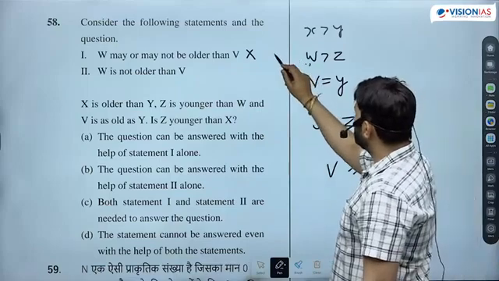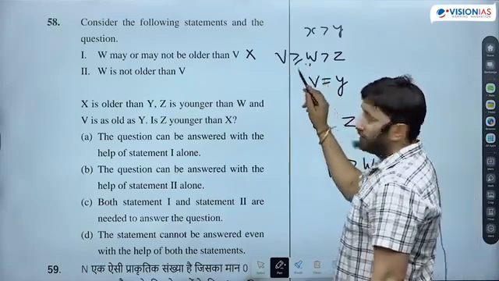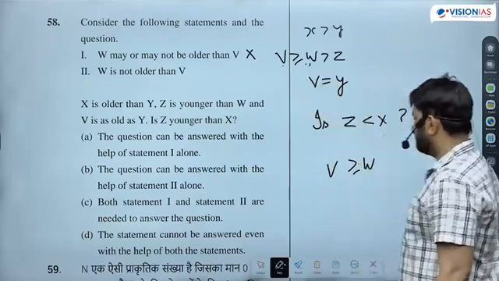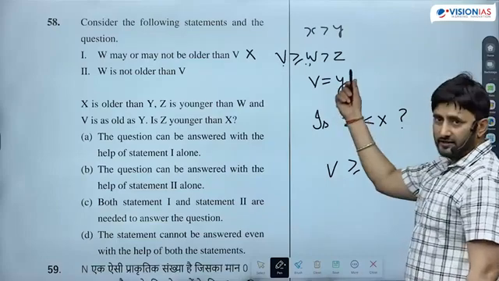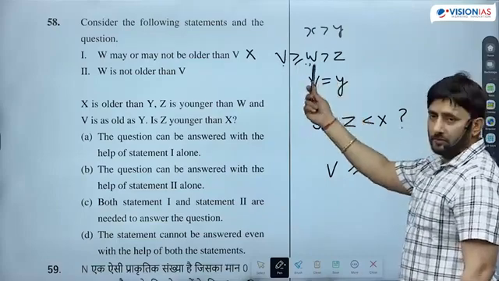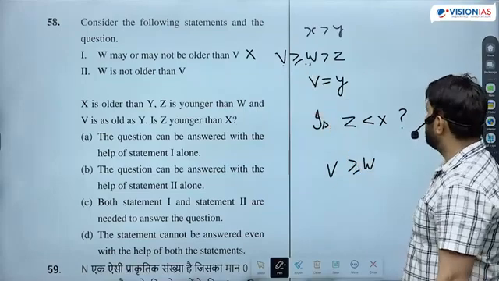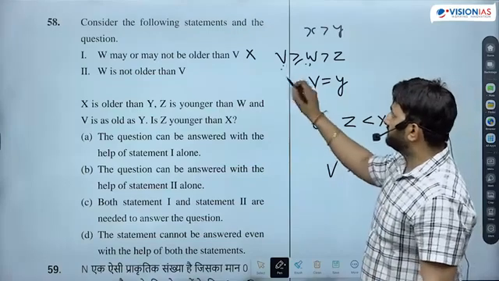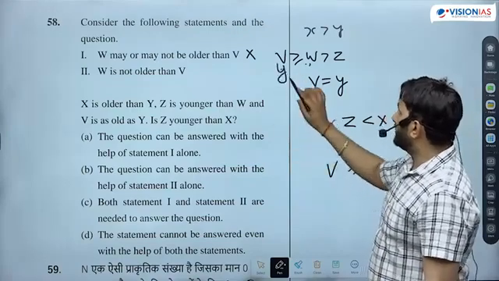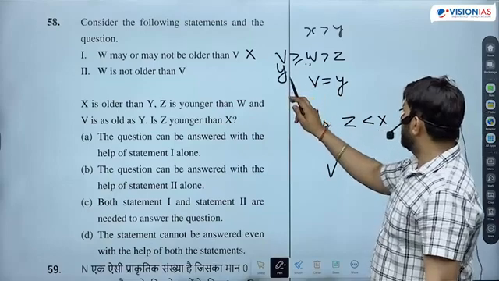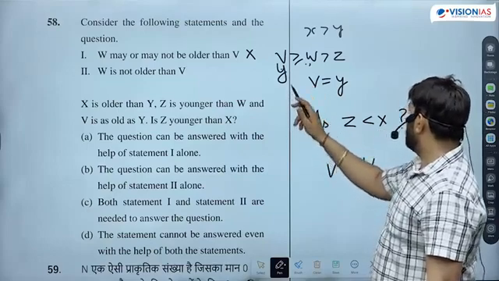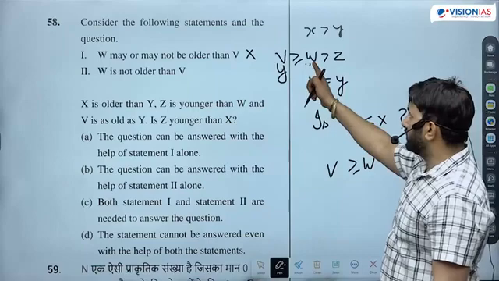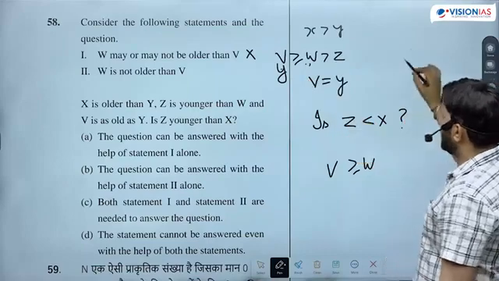So if I am using this, V is greater than or equal to W. So V is greater than or equal to Z also. No, V has to be greater than Z, because W is greater than Z. Even if V's value is equal to W, then also V is greater than Z. Okay, and V is equal to Y. V is equal to Y, it means Y is greater than or equal to W, which is greater than Z, so it means Y has to be greater than Z.